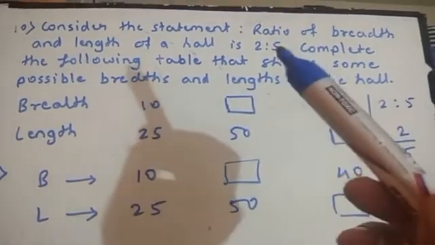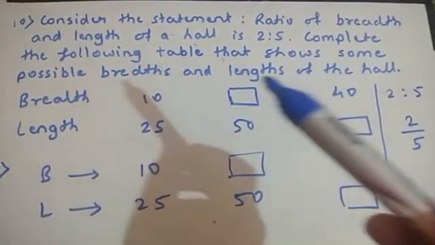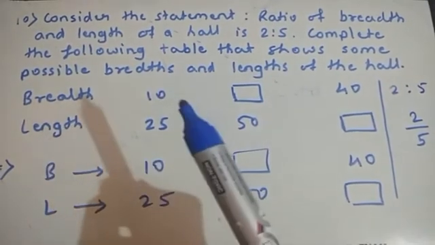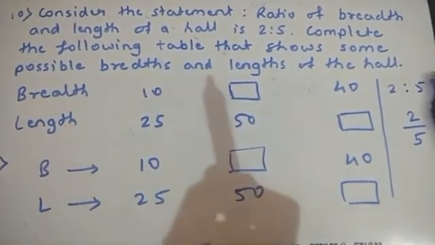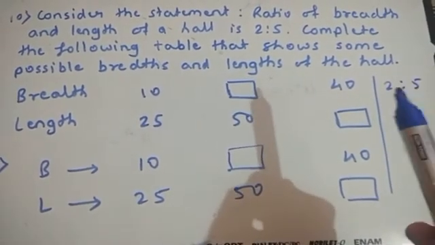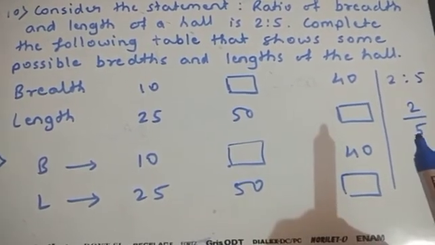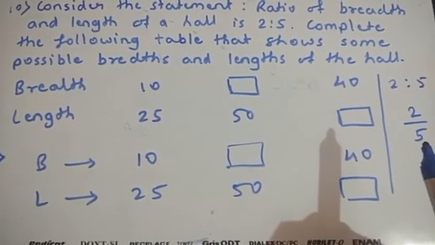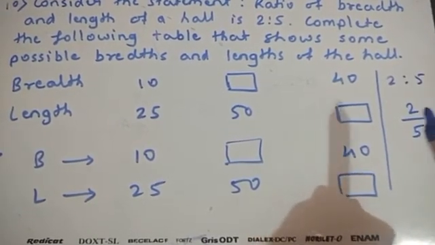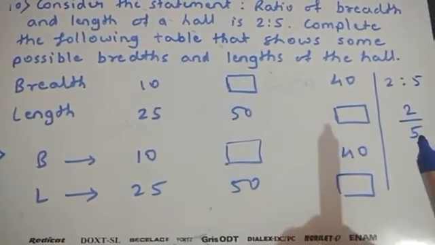Consider the statement, ratio of breadth and length of a hall is 2:5. Complete the following table that shows some possible breadths and lengths of the hall. Now here breadth is given 10, length is given 25, as per this ratio. Now how did we get 10 here? We multiply it. See here, 2:5 means what? 2 upon 5. So here breadth is 2 and length is 5 in the given ratio. Now this breadth is multiplied with 5, so that is why 5 2s are 10 we got as breadth, and length is multiplied with the same number, that is 5 5s are 25.